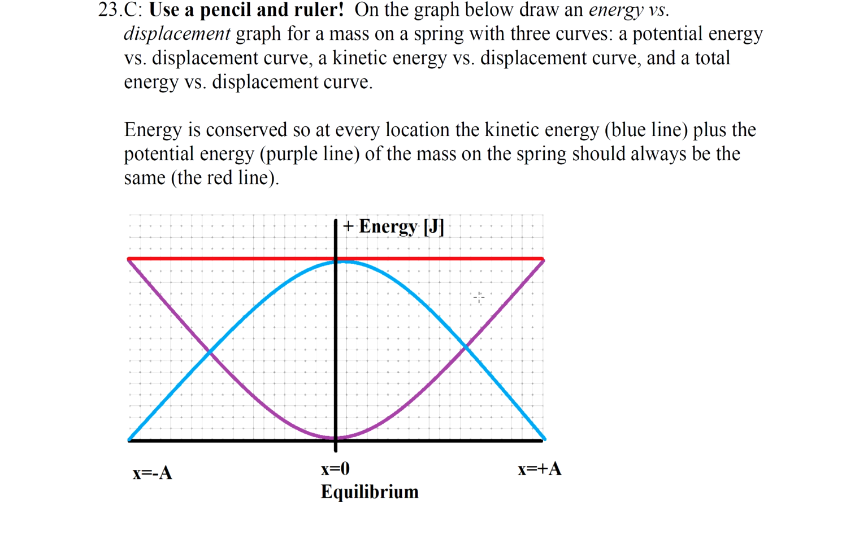And what's the blue? What kind of energy is 0 at the ends and maximum in the middle? That's kinetic energy, because kinetic energy is 1/2 mv squared. So the v is maximum in the middle.